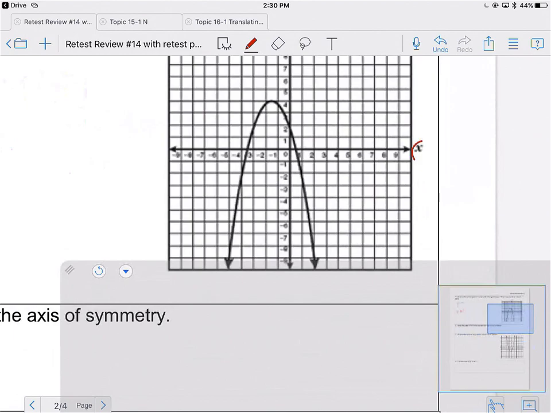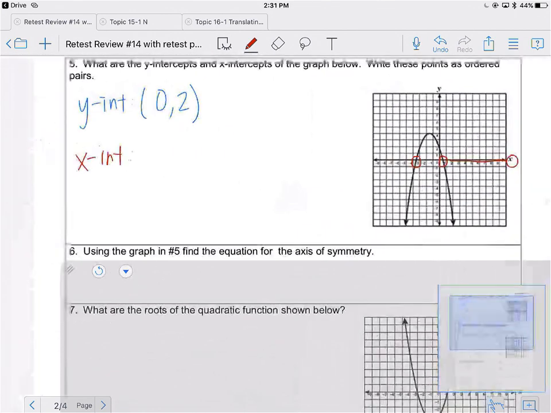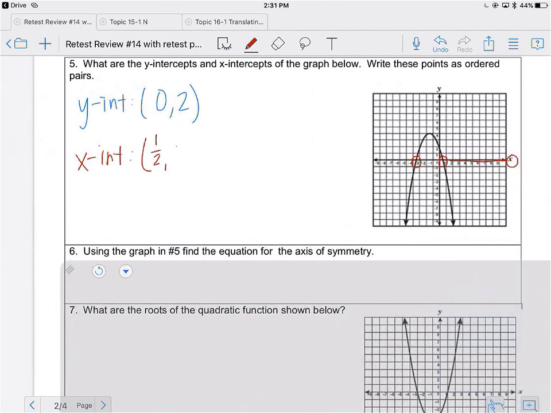My x-intercept is where it crosses the x-axis. We cross, that looks like about 1/2 and negative 3/2. So (1/2, 0) and (-3/2, 0). Okay, and again, they wanted them as ordered pairs, which is why I did them with parentheses rather than just listing them out.